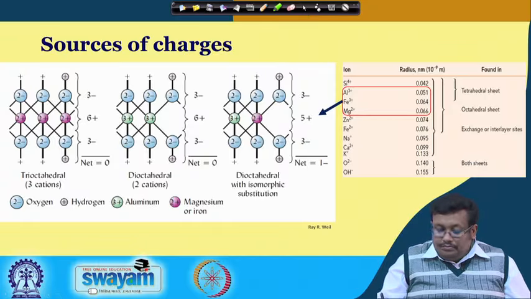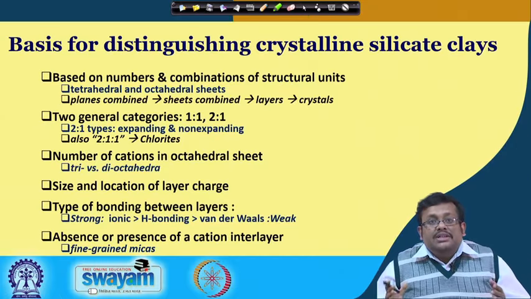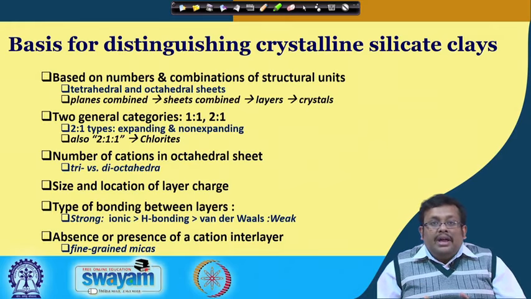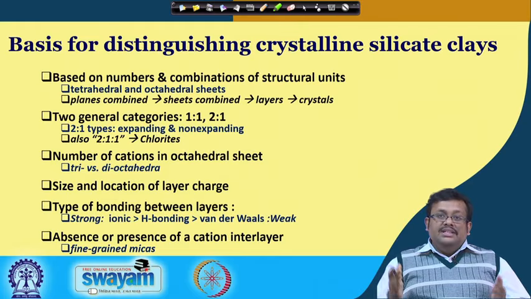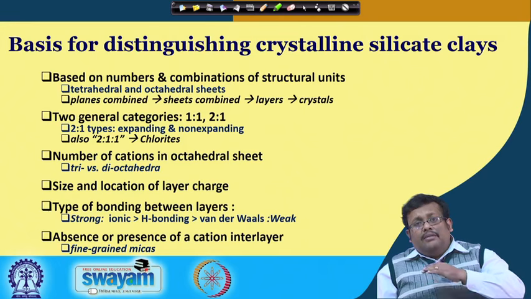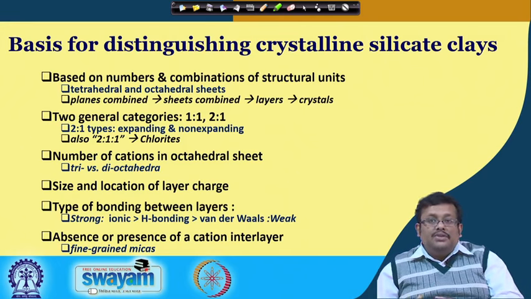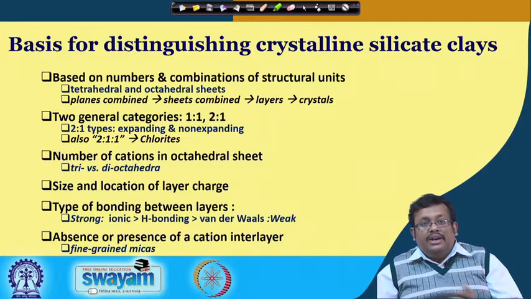So, in summary, what are the bases for distinguishing crystalline silicate clays? Obviously, based on the numbers and combination of structural units, we already know how these crystals are formed, and each crystal is formed in the form of layers, and obviously there are 2 general categories, 1:1 and 2:1. We have already discussed this, and obviously by the number of cations in the octahedral sheet, trioctahedral structure and dioctahedral structure, we have already covered this.